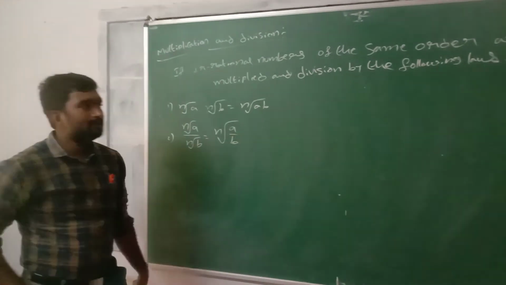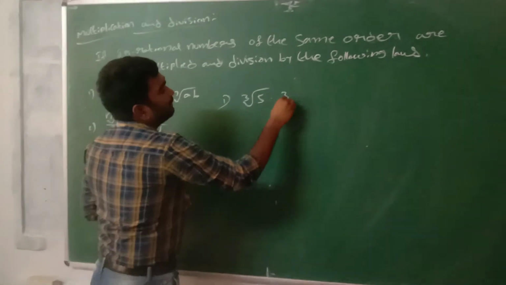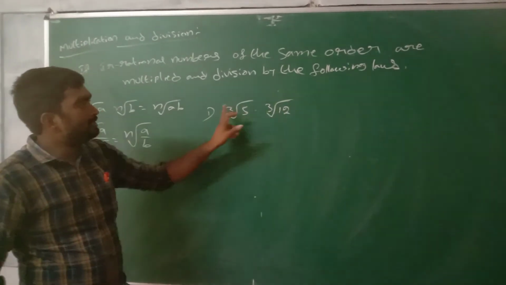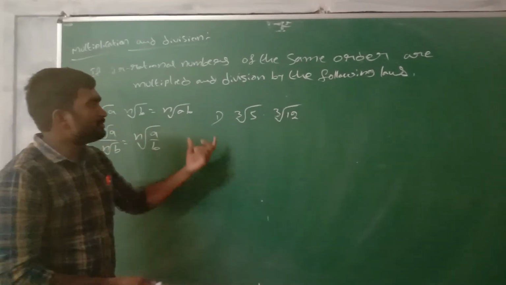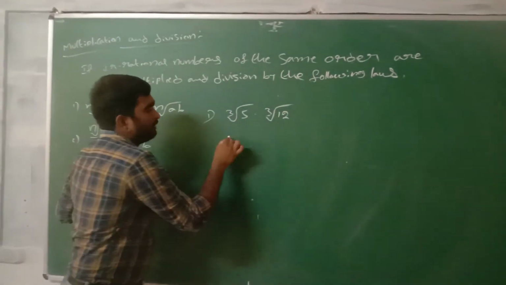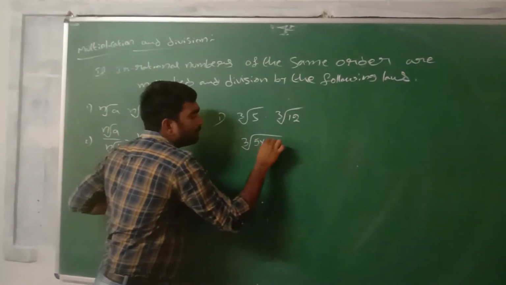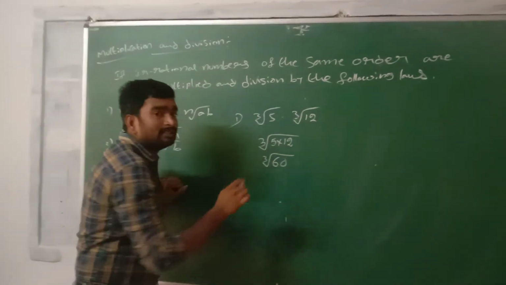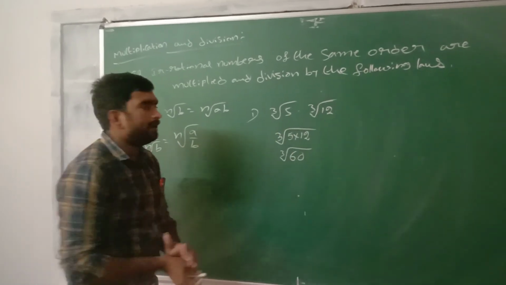We solve the examples. The first one is third root of 5 into third root of 12. So 3 is the same order of the irrational numbers. By using the formula, nth root a into nth root b is equal to nth root of ab, that is 5 into 12. So third root of 60. So this is the multiplication of irrational numbers.